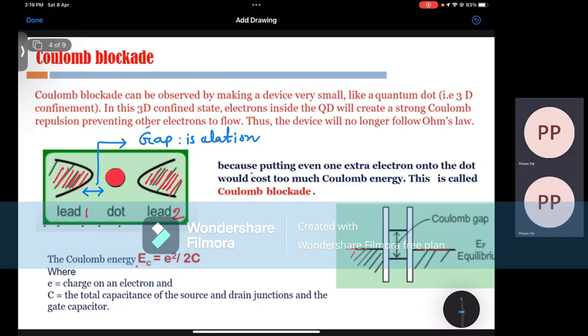So this Coulomb blockade effect can be observed by making a very small device like a quantum dot, right? And you also know what a quantum dot is, a 3D confinement structure. So in the 3D confined state, electrons inside this quantum dot will create a strong Coulomb repulsion.